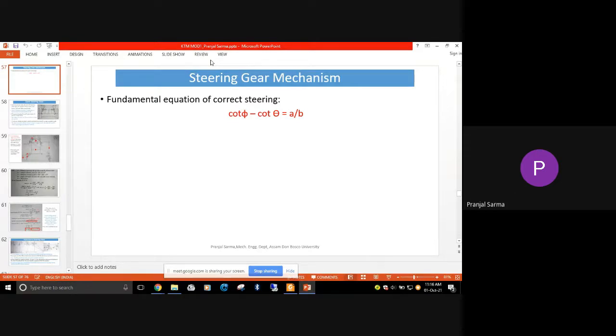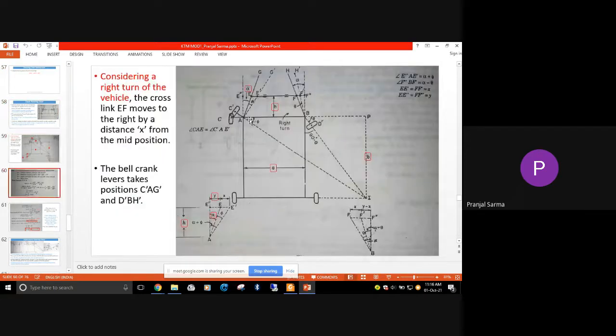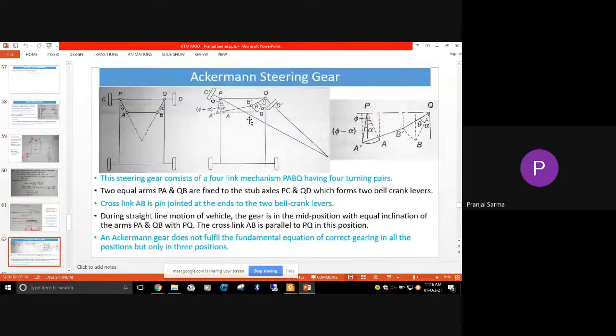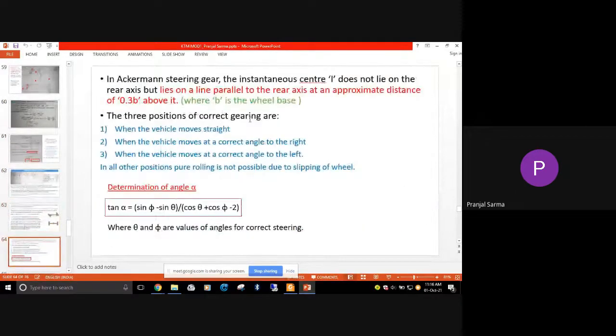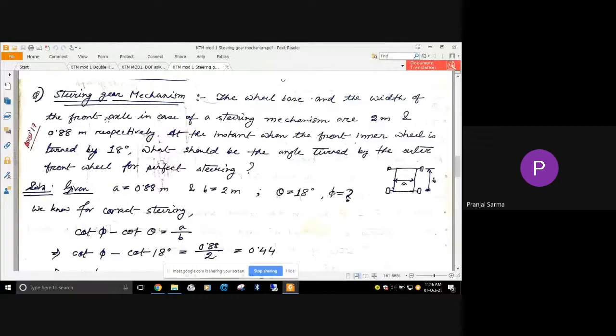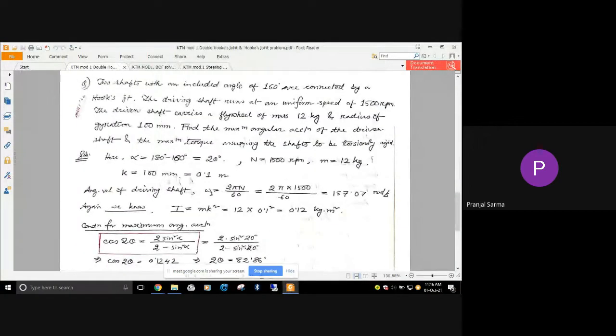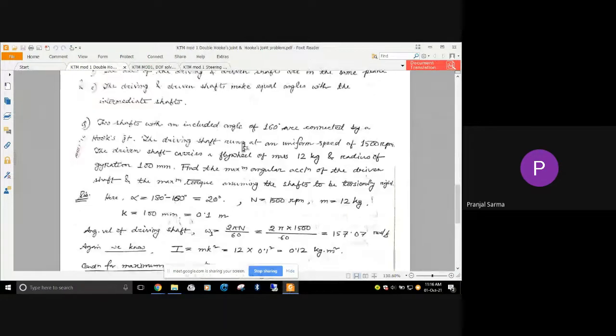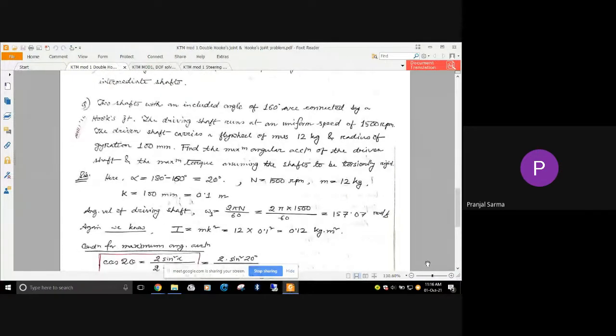Okay. So all of you take out your pen and paper so we can try an element. Now, the fundamental equation of steering, correct? If you recall, we have seen that basically cot φ minus cot θ equals a by d, where this angle is also important. Today we'll first try to solve one problem with your hook joint.